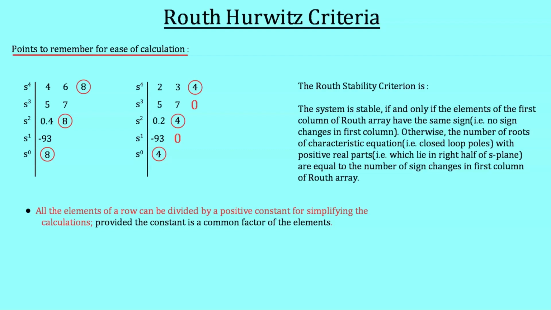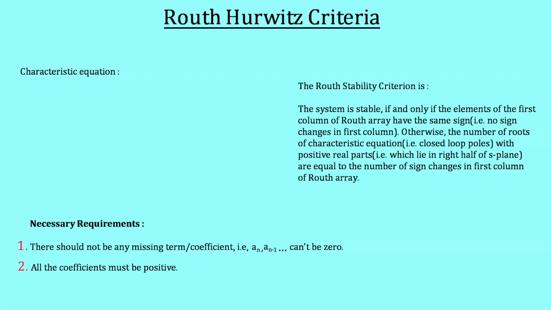Now, we will discuss more theoretical points about this topic. First of all, it might be possible there is no need of forming the Routh table to determine whether the system is stable or not. There are 2 necessary requirements which must be followed by the characteristic equation, then only you should move forward for finding the Routh array. These 2 conditions are there should not be any term missing in the characteristic equation, and the second condition is all the coefficients of the characteristic equation must be positive.